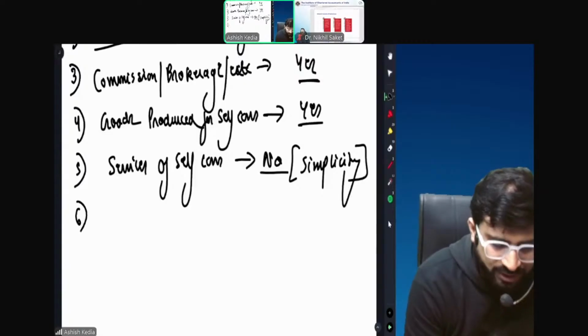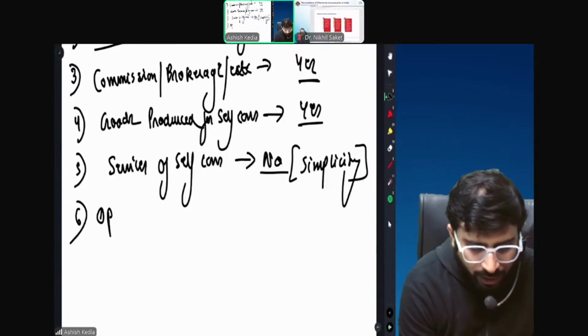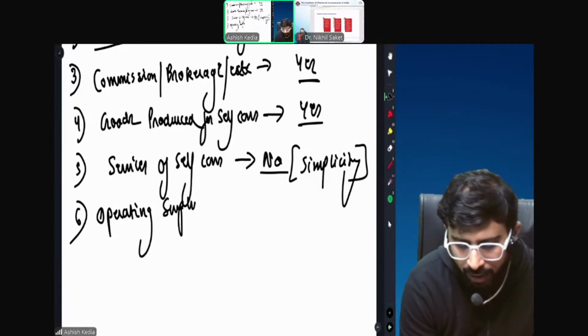Next, sixth point. How do we compute operating surplus? How do we compute operating surplus can come in an examination.